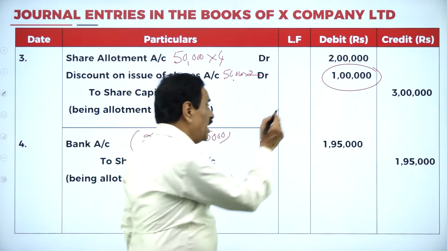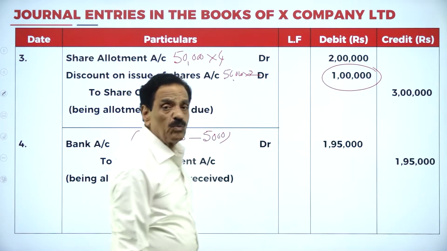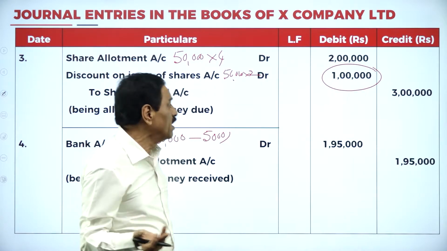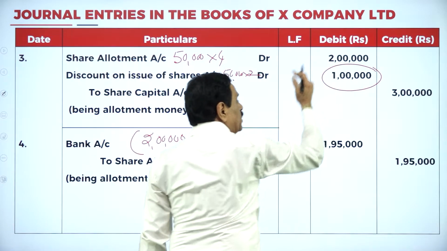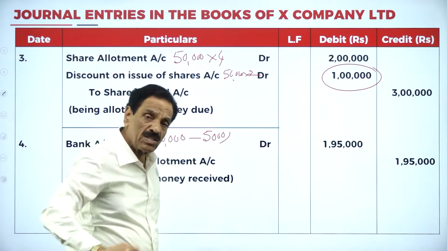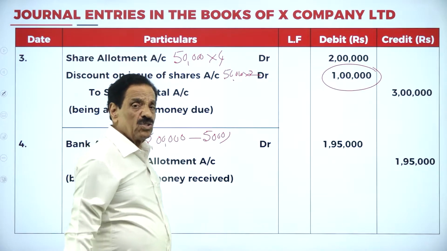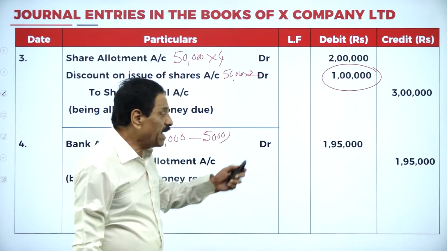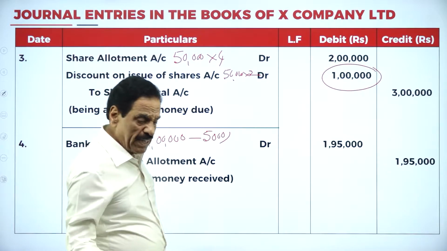Actually, we have to receive 3 lakh. How much discount is already allowed? 1 lakh rupees is already allowed. Then what's the money to be collected? 2 lakh. Out of that, 5,000 is already collected in application and considered for allotment. The balance to collect is 1,95,000.